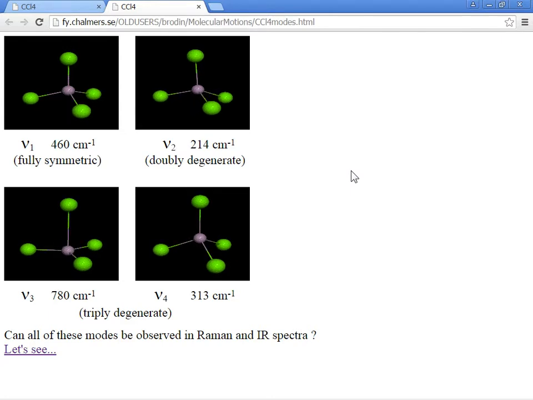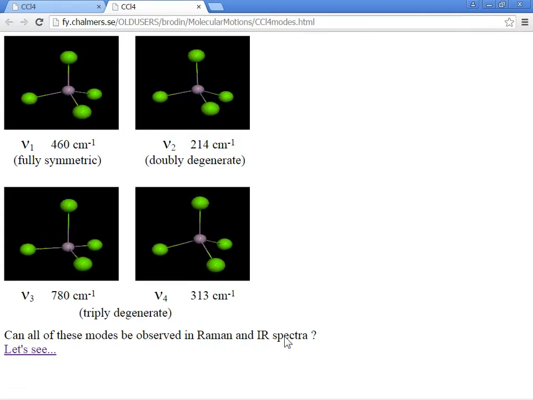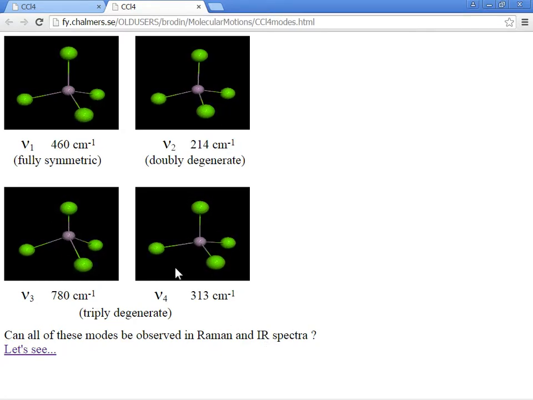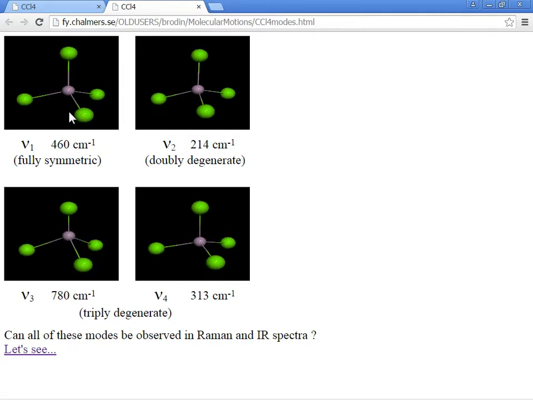Okay, so here's a bunch of vibrations. Now what I want to see if you can predict is which of these modes are Raman active and which ones are IR active. Now I think the IR active one is much easier to predict. Would this be IR active? With this vibration, could you see it on the FTIR instrument? Is it going to give a peak at this wave number?